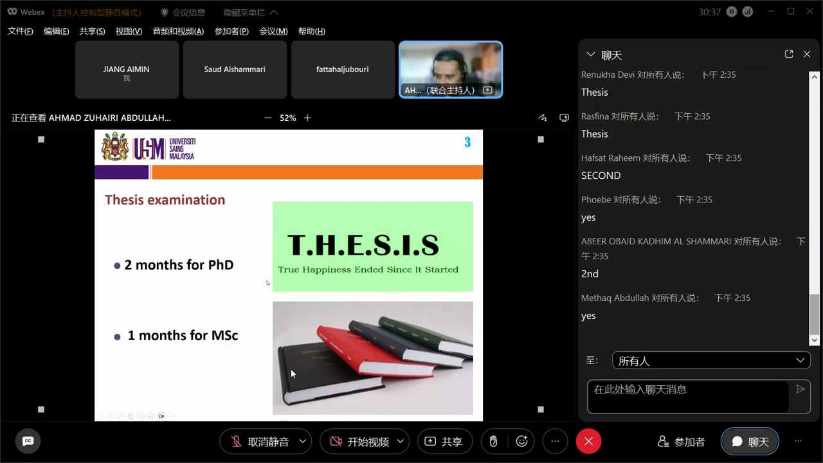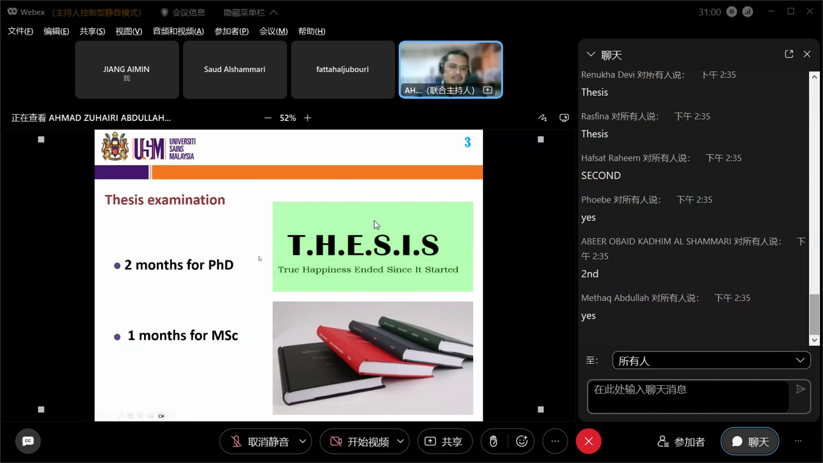But for our case, usually the examiners will be given more or less about 2 months from the date of the submission for PhD, and 1 month for master. Of course, the master is usually thinner in terms of thickness, and in terms of content it could be less. Then, in terms of the examination, lesser time is needed.